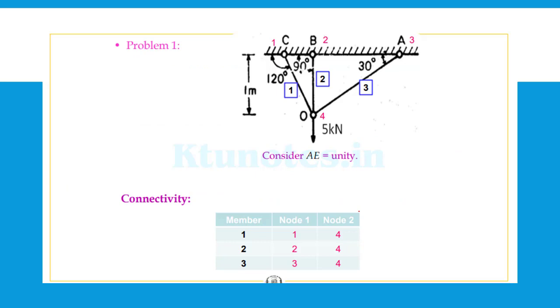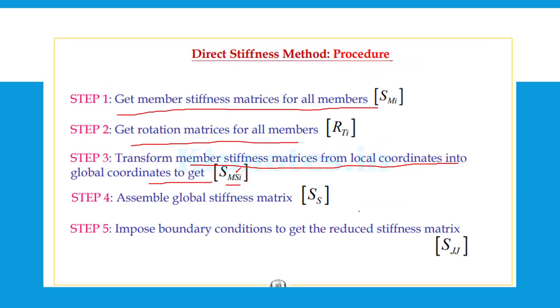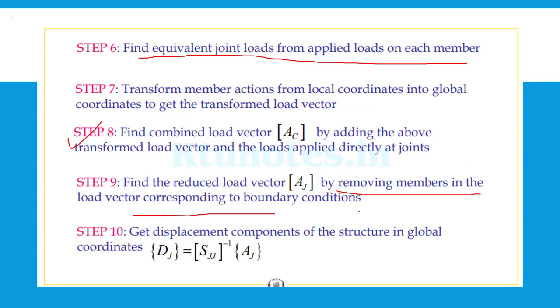Let's see a problem. So this will be the general procedure of solving the problem by the direct stiffness method. In a nutshell, first you should write the element stiffness matrix, which is well known to you now. The element stiffness matrix, which will be in the local coordinate, has to be converted to the global coordinate by the rotation matrix, and then you should apply the boundary conditions to get the displacements in the global coordinate. Then you can do similar steps for the load also by the equivalent joint load method and by the combined joint load.